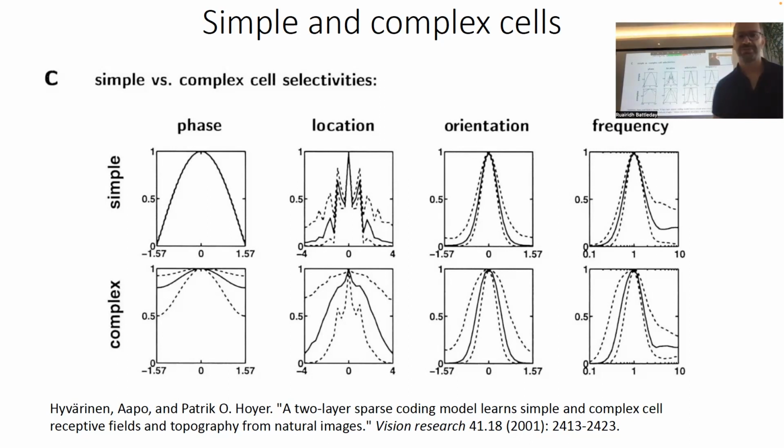So the difference between the simple and complex cell is seen in the first column. For the simple cell, if you shift the phase of the stimulus, then the response of the neuron degrades. However, for the complex cell, it's shift invariant, meaning that it doesn't matter if you shift the phase of the stimulus, the neuron will respond the same.